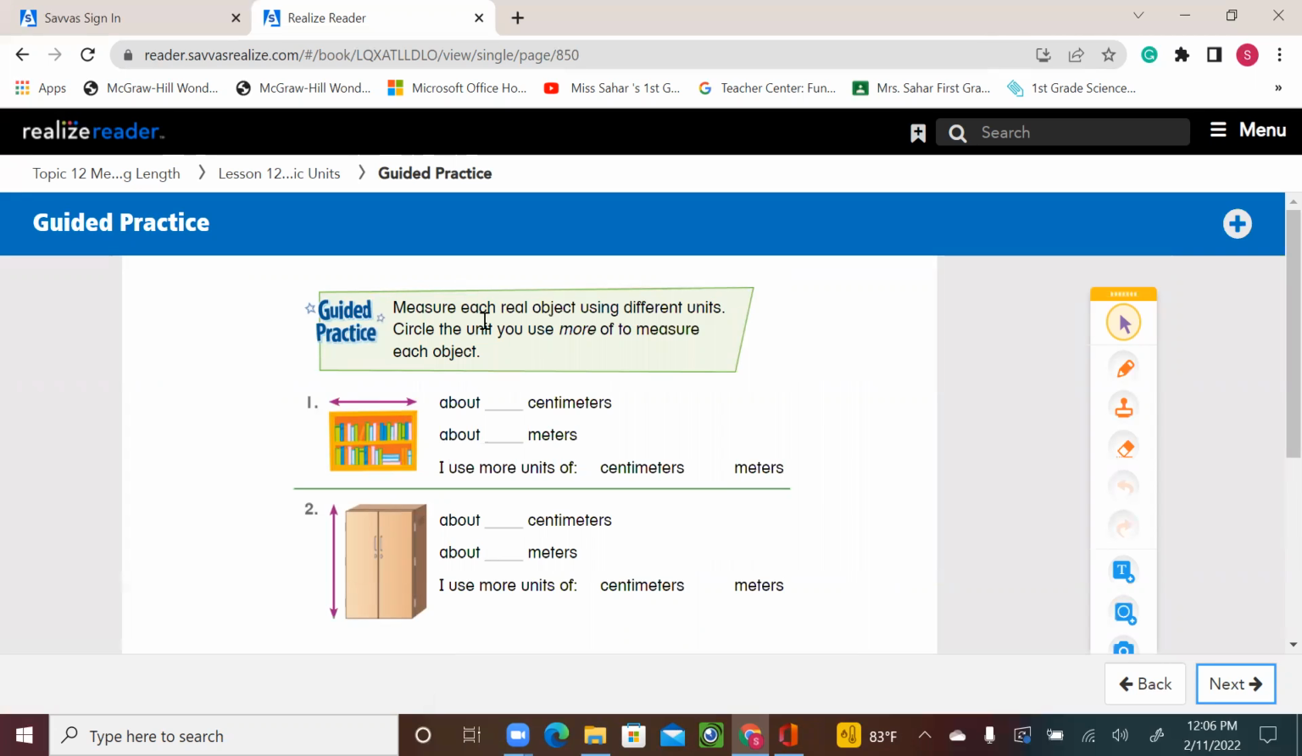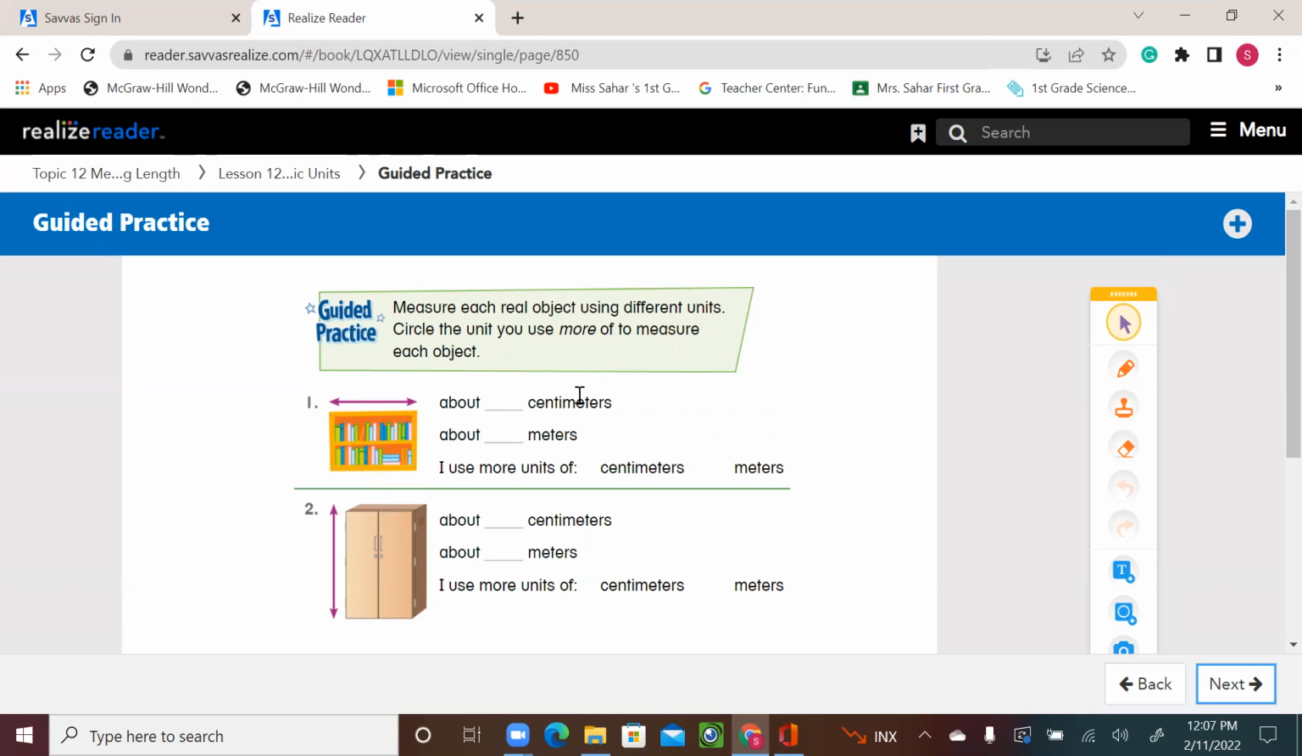All right, measure each real object using different units. Circle the unit that you use more to measure each object. So we have here centimeters and meters, and we have the object that you need to measure. This is a bookcase, but try to measure something that's a real object. If you don't have a bookcase like that, it could be small cabinets or drawers or even a small desk. So about how many centimeters and about how many meters.